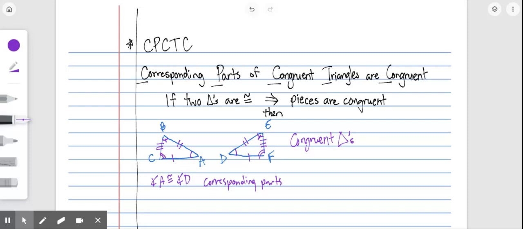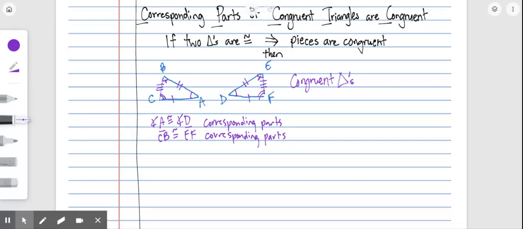The shortest side, CB, is congruent to the shortest side on the other one, which is EF. Again, they're corresponding parts, and you'll notice they're the shortest side on each triangle. Okay, so as soon as you have congruent triangles, you can find their corresponding parts and say that they're congruent. Okay, so if I gave you a drawing that didn't have it labeled like this, but I told you they were congruent, you would be able to find the angle measures.